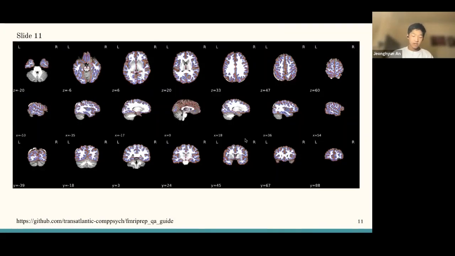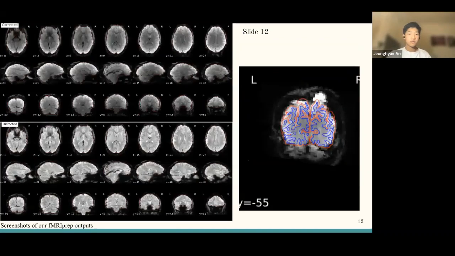Now here you can see a successful implementation of surface reconstruction. What this does is you get outlines, the red and the blue lines that signify different boundaries. The red outline is the boundary of the brain, so it's supposed to encompass the entire brain, and you can see that it does. The blue outline is supposed to be the boundary between the white and the gray matter, and if you look closely, it does do that. So we can conclude that this is a successful implementation of surface reconstruction.